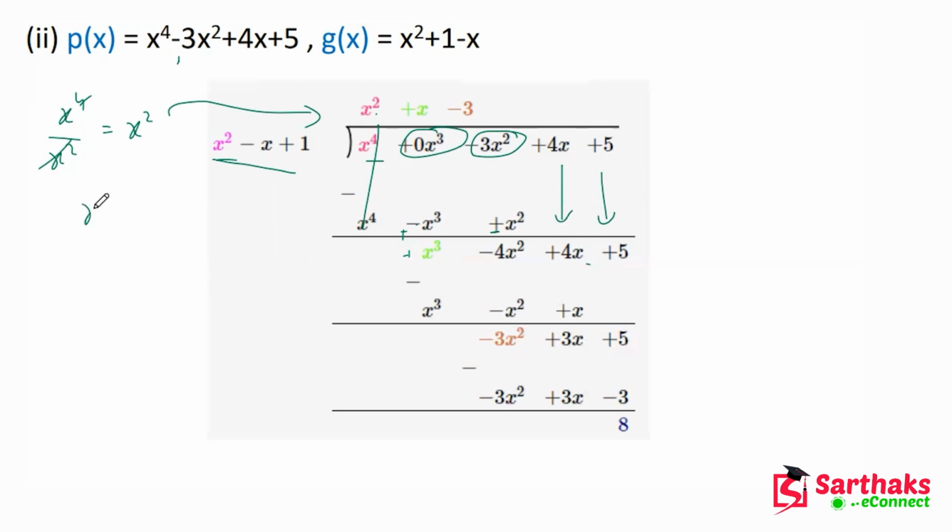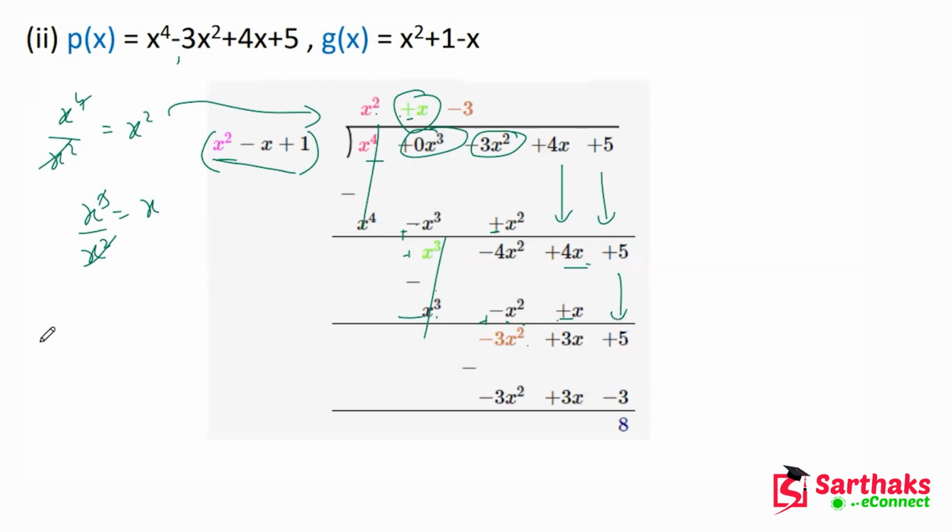Now again x cube divided by x square, we get x, and this plus x is again multiplied by the divisor. Now we get x cube minus x square plus x. Now we subtract it and it cancels, and minus 4x square plus x square we get minus 3x square. Here is 4x and here is minus x, we get plus 3x, and plus 5 as it is.